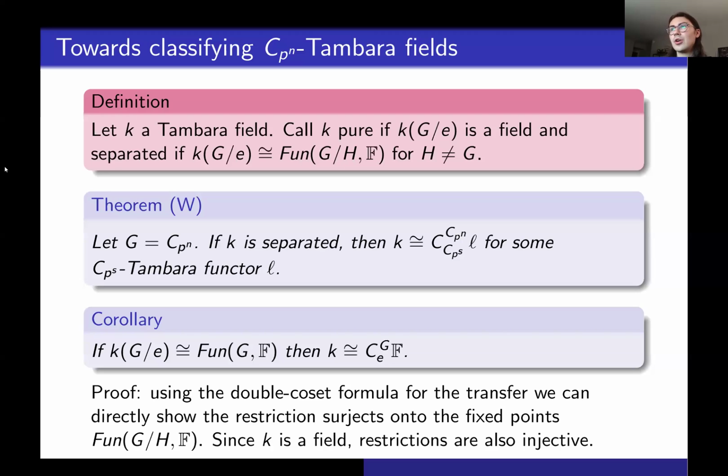The fact is that to identify something as a fixed point Tambara functor, all you have to do is show that restriction maps surject onto the fixed points, because they're already injective for free. And the double coset formula will oftentimes force surjections.